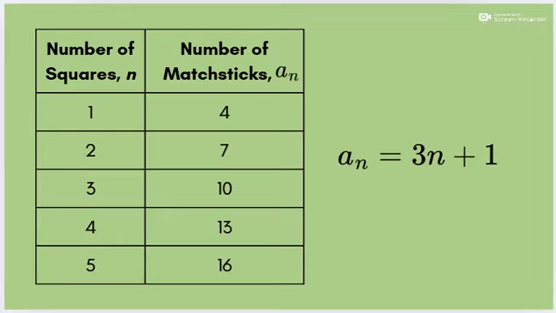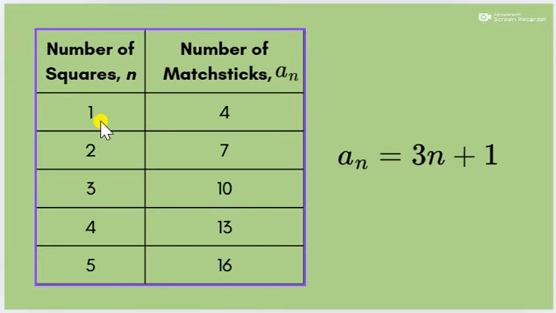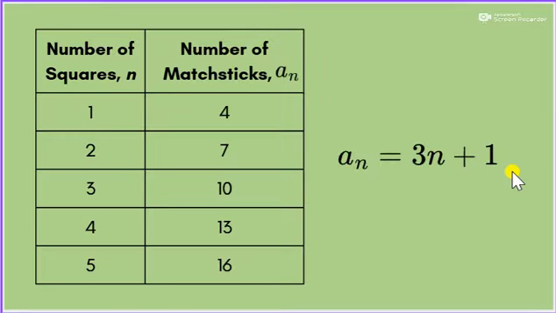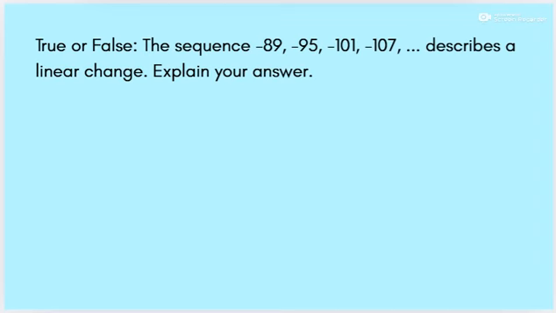All right, here's our next problem. If we have this table of information where we have the number of squares made and the number of matchsticks, which is what we just dealt with, then the formula we're dealing with is a sub n is equal to 3 times n plus 1. So 3 times 1 is 3, plus 1 is 4. Look at that, it magically works.